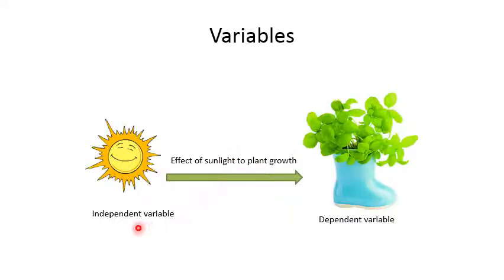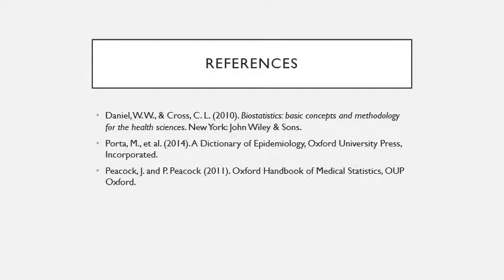For example, we would like to study the effect of sunlight on plant growth. So the sunlight is the independent variable, which is the variable that can stand alone, and the plant growth is the dependent variable, which is affected by the sunlight. So in this case, sunlight is the independent variable and plant growth is the dependent variable. So I hope you will be clear with these two terms, independent variable and dependent variable.